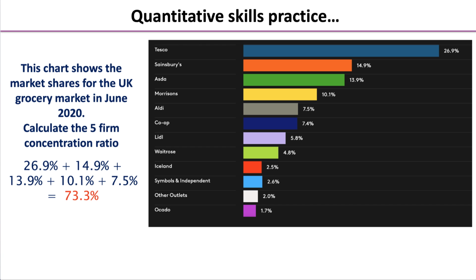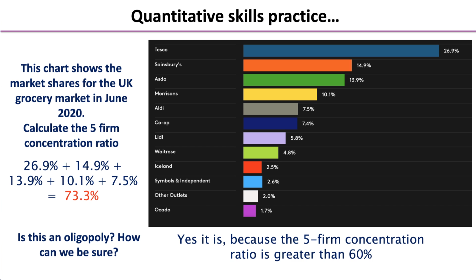So, we're adding together the market share of the top 5 firms. Tesco at 26.9%, Sainsbury at 14.9%, Asda at 13.9%, Morrison's at 10.1%, Aldi at 7.5%. Add those all up together and we will have a 5-firm concentration ratio of 73.3%. Is this an oligopoly? How can we be sure? Yeah, it is. Remember the rule of thumb that we said before? The 5-firm concentration ratio is greater than 60%. So with that in mind, we can say that this industry is oligopolistic.